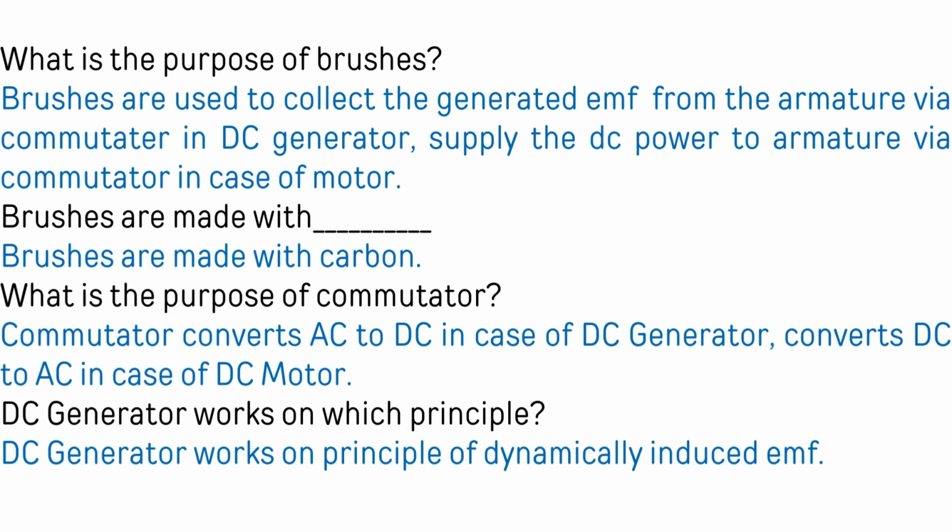What is the purpose of commutator? Commutator converts AC to DC in case of DC generator, and converts DC to AC in case of DC motor. DC generator works on which principle? DC generator works on the principle of dynamically induced EMF.